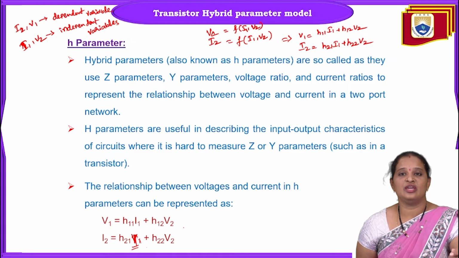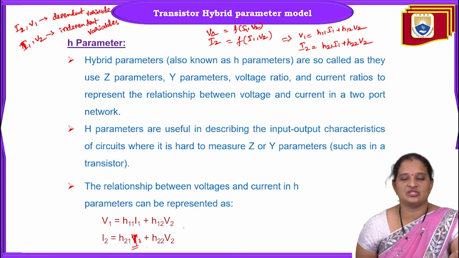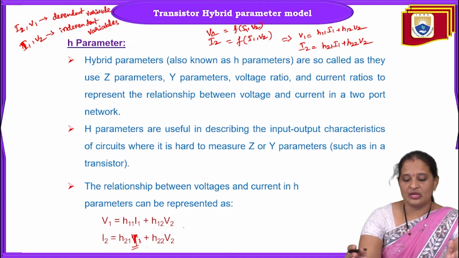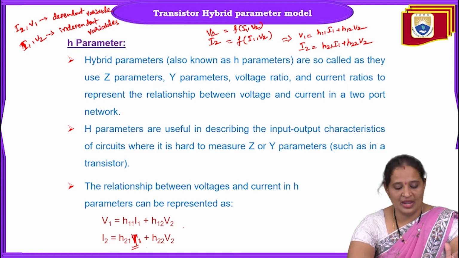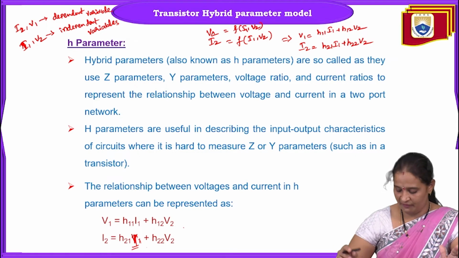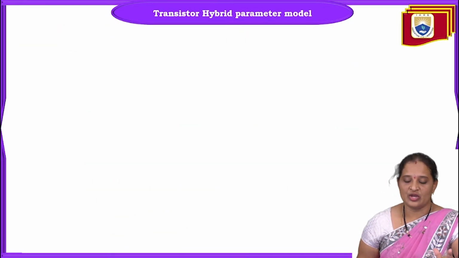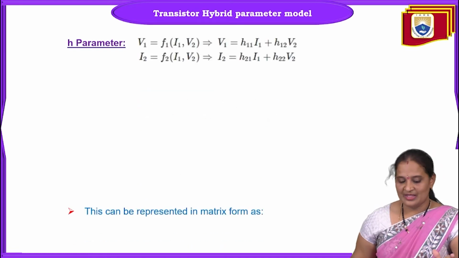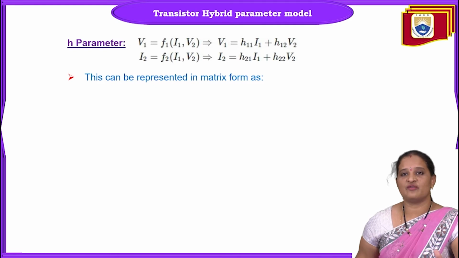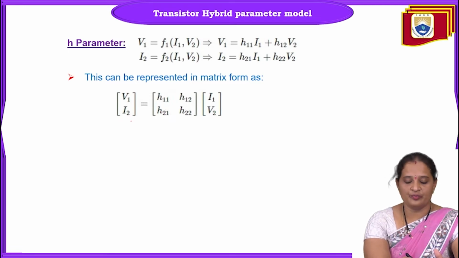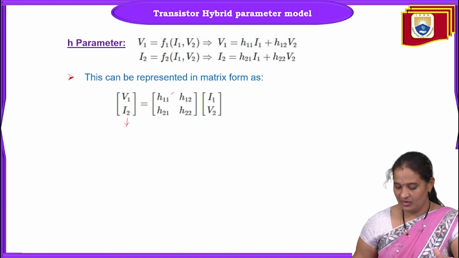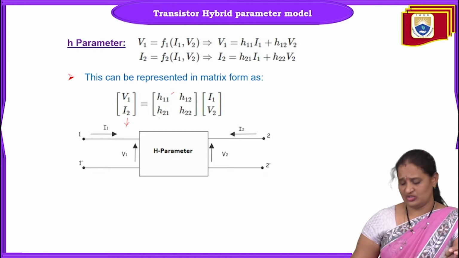H parameters are mainly used in describing the input and output characteristics of circuits where it is hard to measure the Z or Y parameters. The examples of such circuits are transistors. In order to describe the various characteristics of transistors, we go for the H parameters. These are the mathematical relations. Now we can also express this in matrix form: V1, I2 are the dependent variables, forming a column matrix, equal to the matrix H11, H12, H21, H22 times the column matrix I1, V2. This is the H parameter circuit of a two-port network.